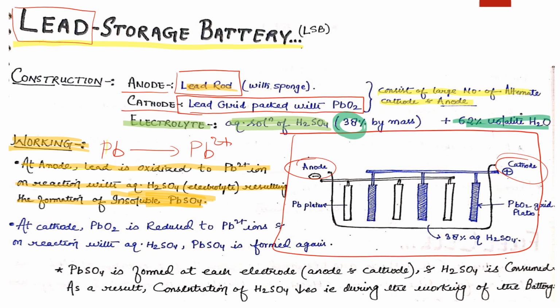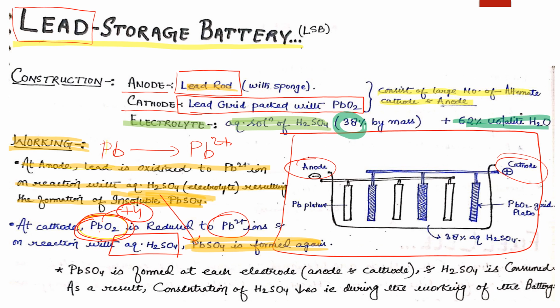Similarly, at the cathode, the lead oxide undergoes reduction. Sorry, by mistake I said anode; that is the cathode. Here you can see the lead oxidation number is +4, which undergoes reduction to produce the Pb2+ ion in the presence of aqueous H2SO4. Similarly, it also results in the formation of PbSO4 as a final material.